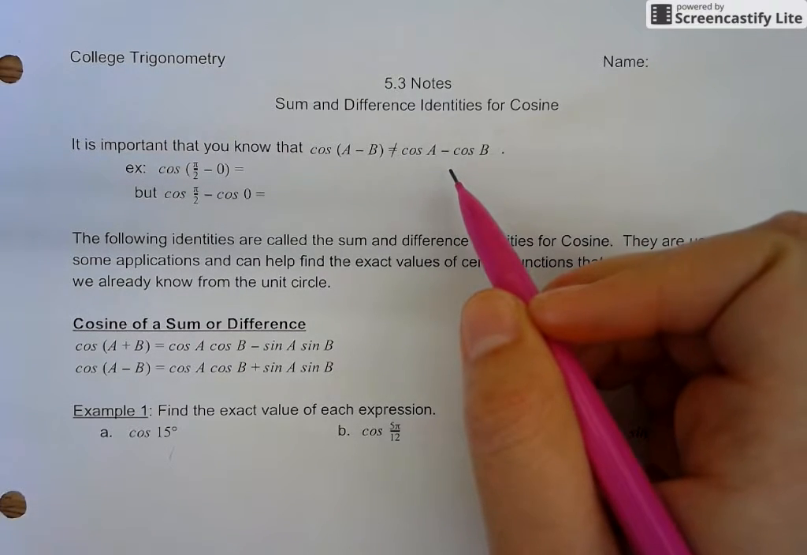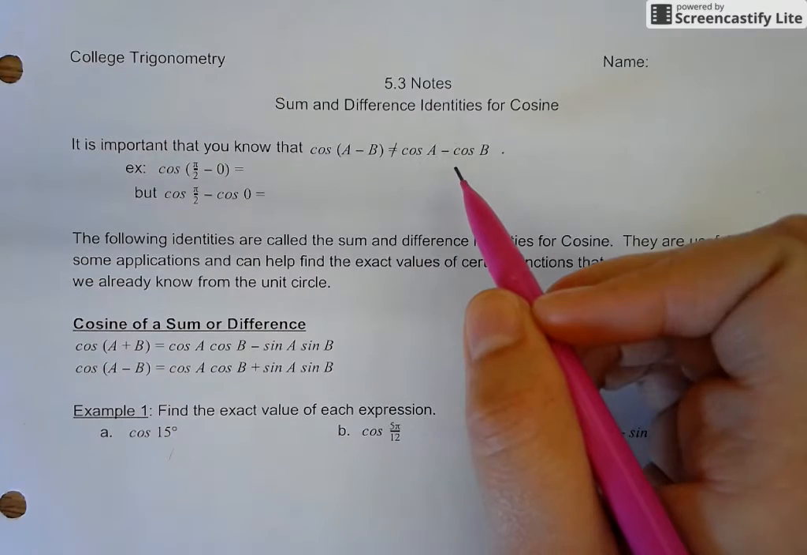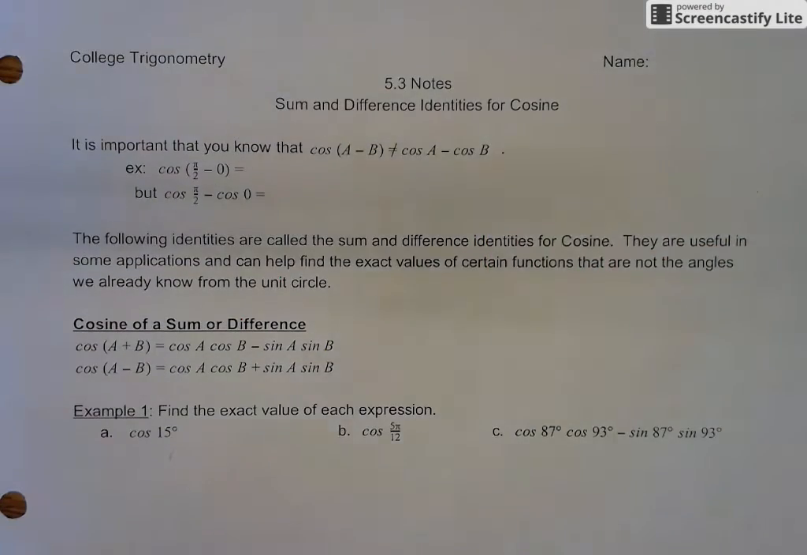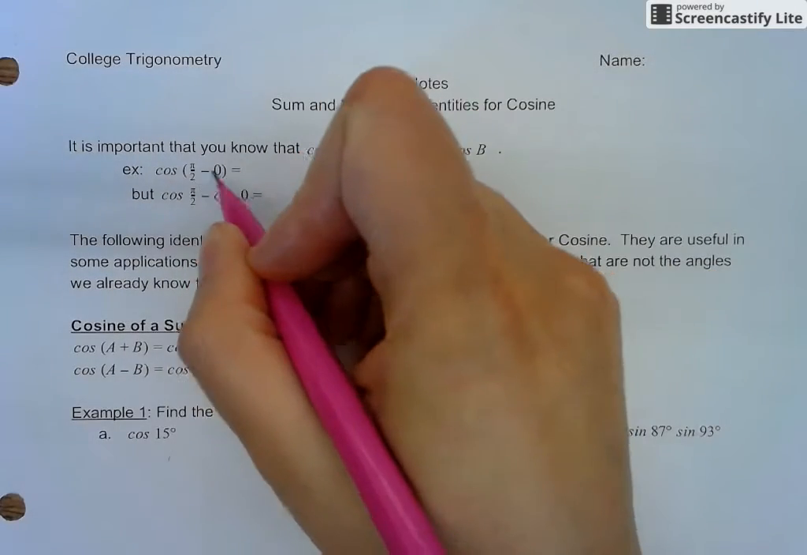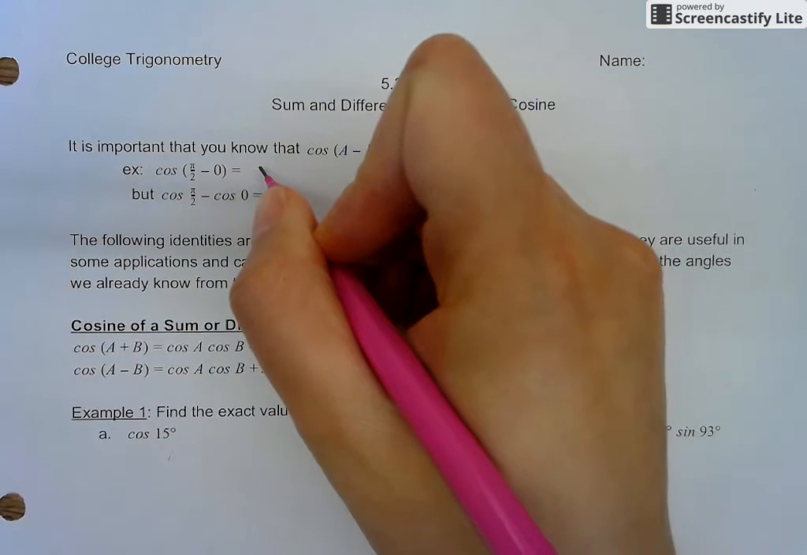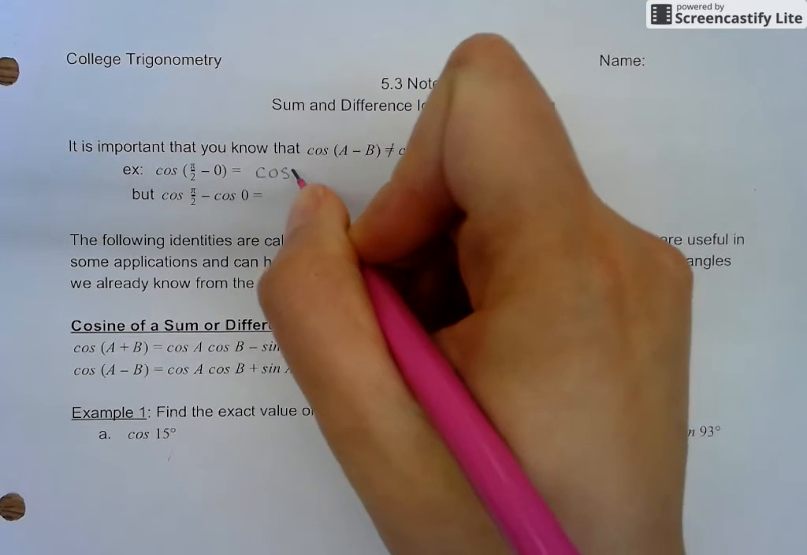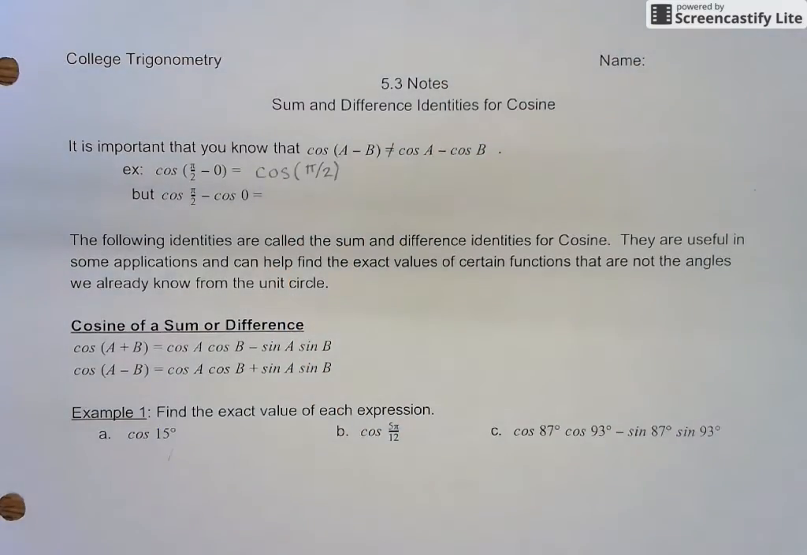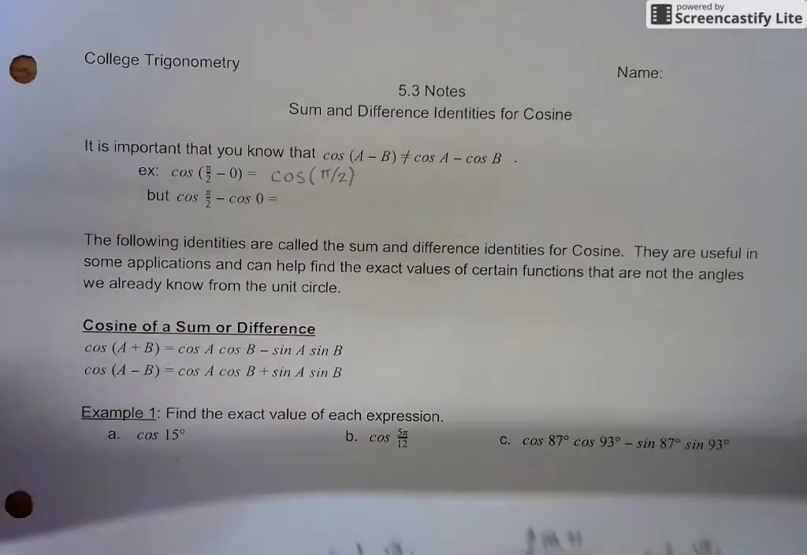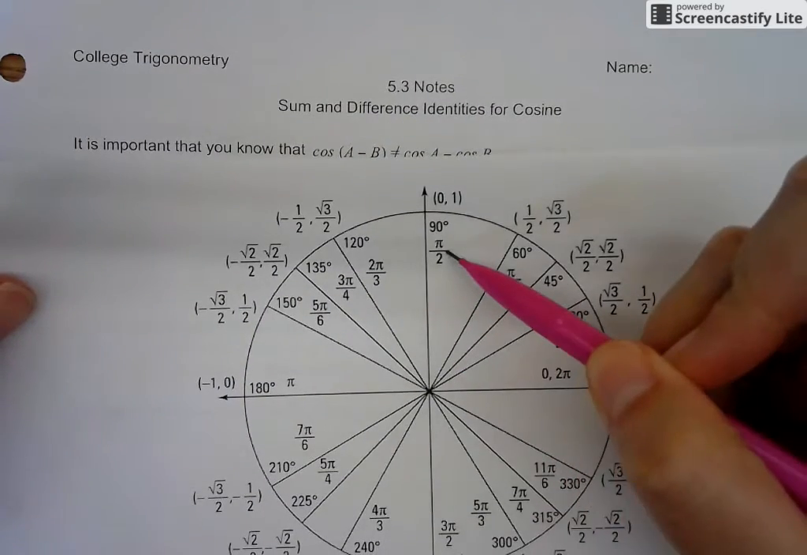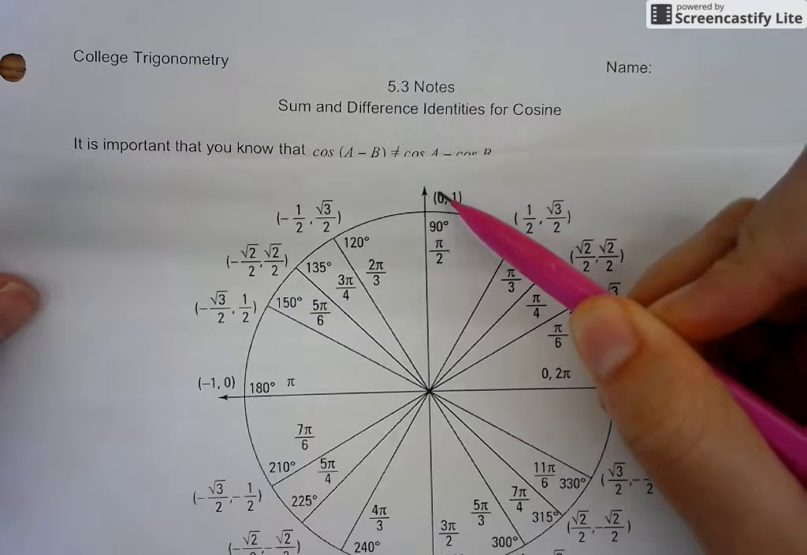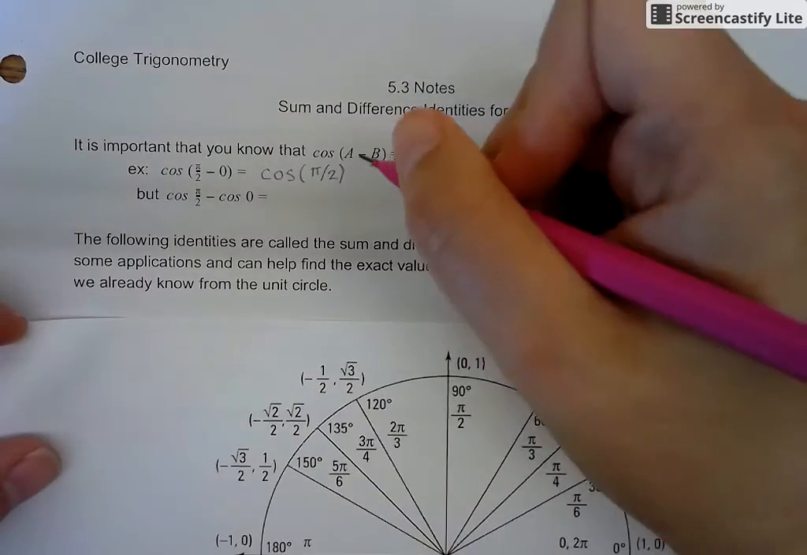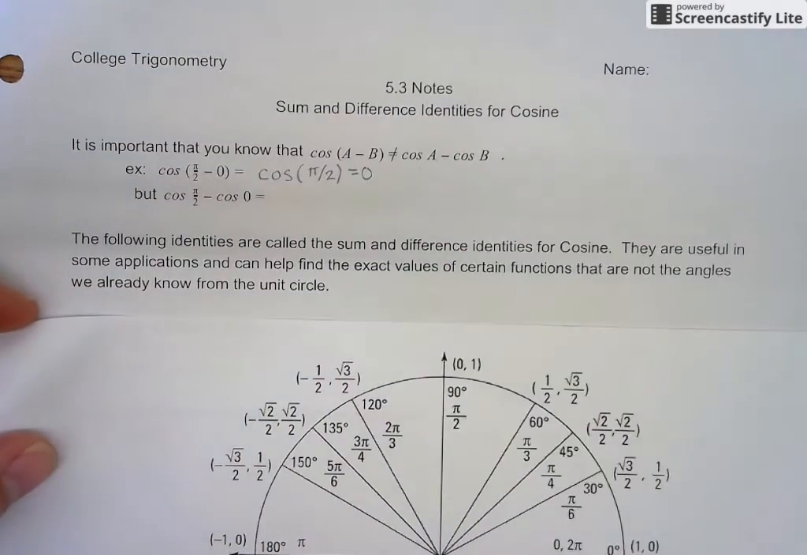If you look at your unit circle, you can kind of see. This is just a little example to show you how that doesn't work. The cosine of pi over 2 minus 0, well, pi over 2 minus 0 is just pi over 2, so that's going to be equal to the cosine of pi over 2. And then remember, pi over 2 is an angle that we know about on our unit circle. There's pi over 2. Remember that if I wanted the cosine, that's just the x value of the coordinate there. So I know that the cosine of pi over 2 is 0, and that's it.